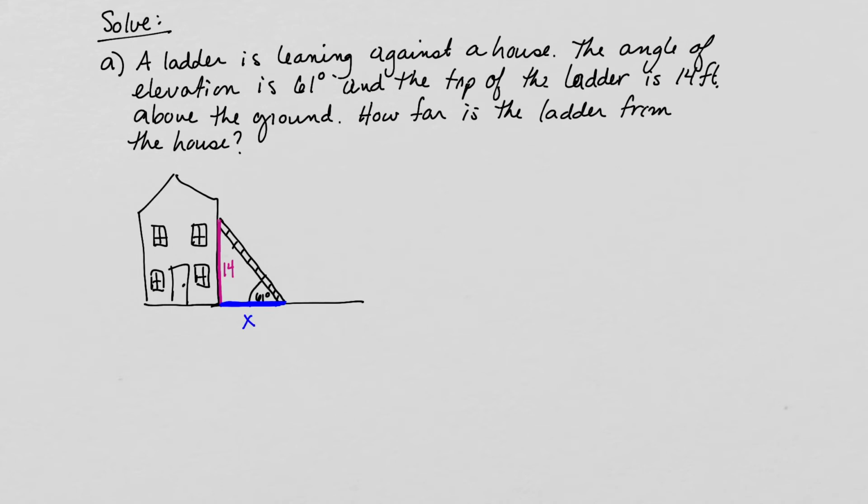And this problem's pretty nice. We're going to assume that the house and the ground make a perfect 90-degree angle, okay? Now, that may not be completely true in the real world, right? It might be off a little bit, but we're going to assume it's a 90-degree angle. So, can we think of something that relates that 61 degrees, the 14, and the x? Yeah, tangent. So, this is really saying that the tangent of 61 degrees is equal to the opposite 14 divided by the adjacent x.